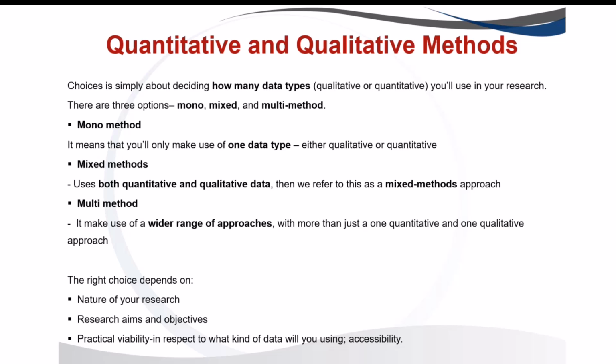And also your research aims and objectives also assist you to decide on the type of method which you intend to use. The practical viability. Sometimes you look at cost, okay? In respect to what kind of data you will be using, and also the accessibility.